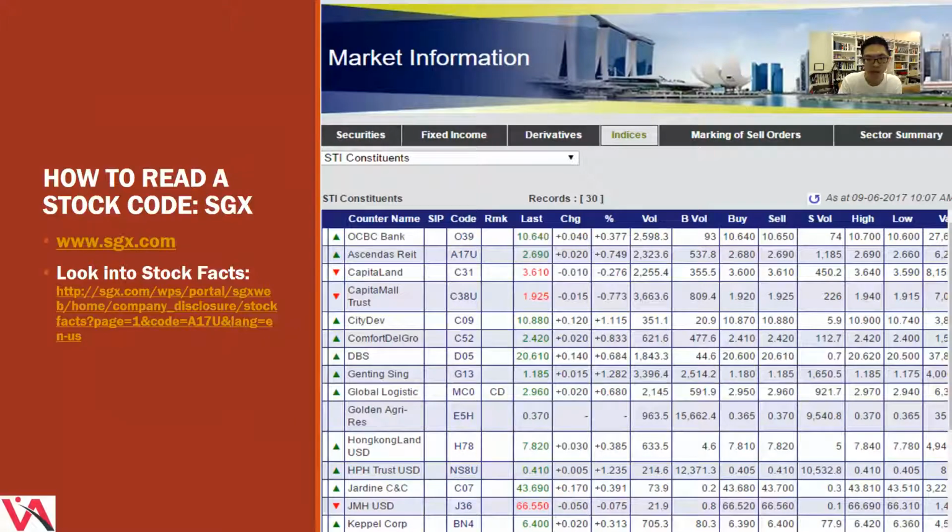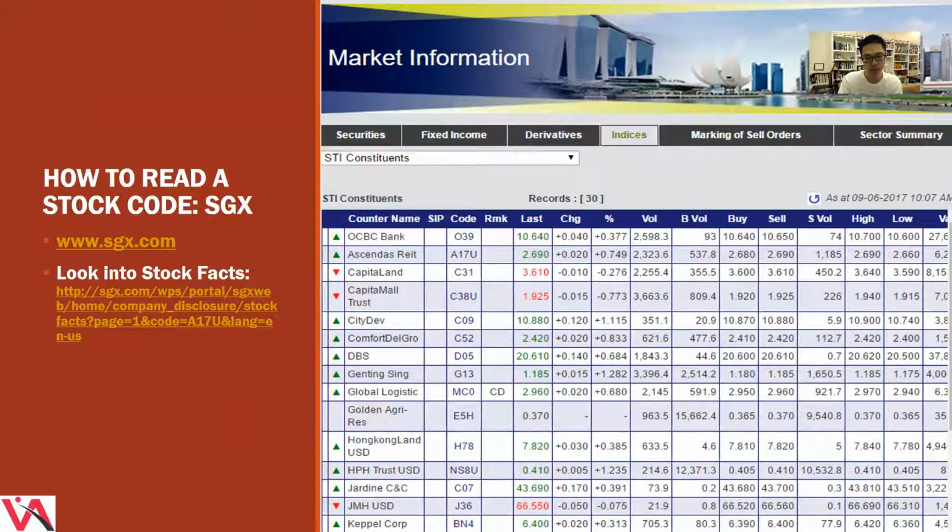Okay, to start going in, if we are researching a Singapore stock, or we want to know more about a Singapore company, the best way is to go directly to the Singapore Stock Exchange website, which is right here at sgx.com. They have a function called Stock Facts. You can click on the link and try it out.